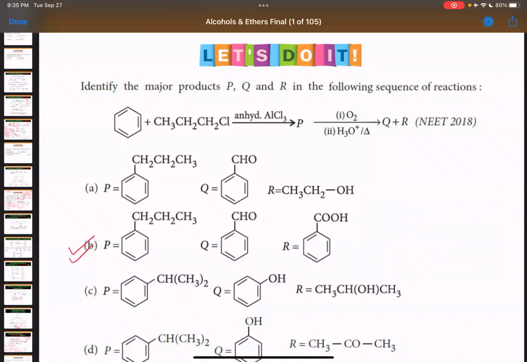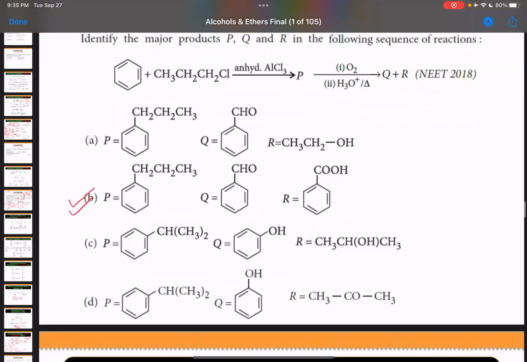Always remember in all the chapters, if you have a carbocation, always check whether it can undergo rearrangement or not. Clear? Now tell me. Then D, the fourth option.